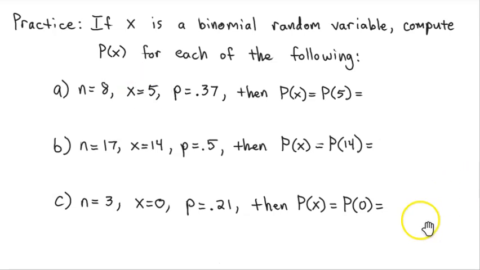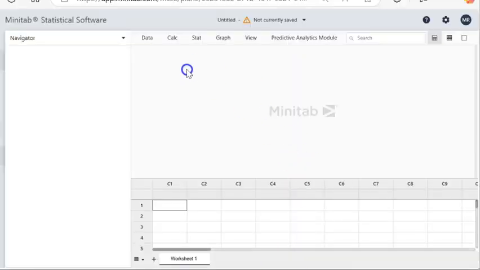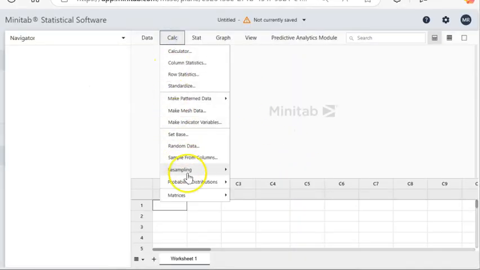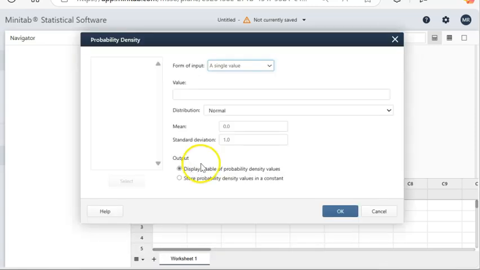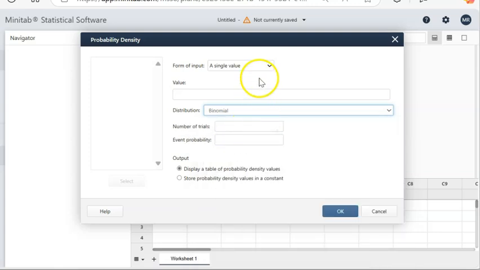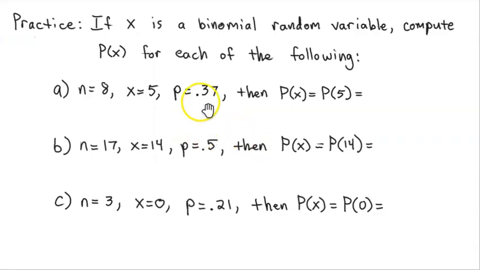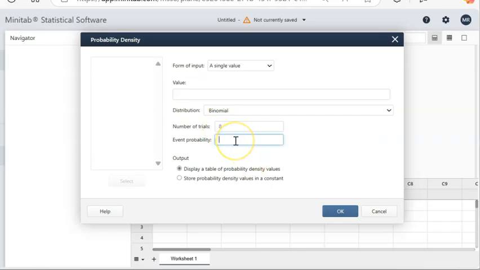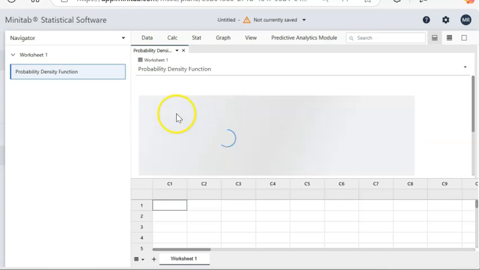So we're going to go to Minitab here, and we're going to go to Calculate. We're going to go to Probability Distributions. We're going to select Probability Density Function. We're going to select Distribution Binomial. We're going to do a single value, and this question, number of trials, n is 8. Event probability is 0.37. And then the value we're looking for is x equals 5. And then we just hit OK, and that's our answer.